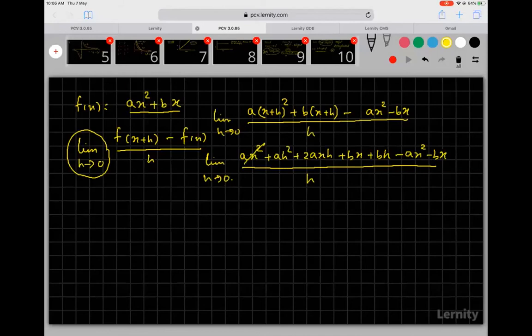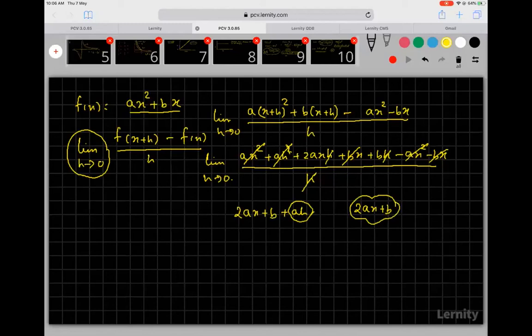So ax square gets cancelled. This is ah square. I'm sorry, this won't get cancelled, leave it. Then here plus bx minus bx gets cancelled. So this h here, this h here, this h here, and this h here get cancelled. So I'll finally get how much? 2ax plus b plus ah. But h is tending to 0. If h is tending to 0, this will become 0. So I'll finally get 2ax plus b.